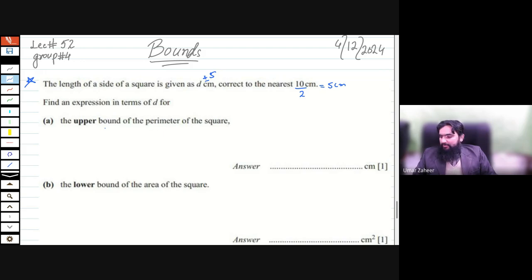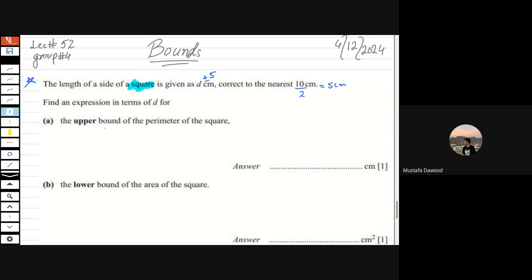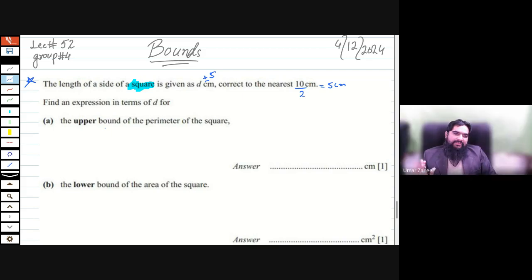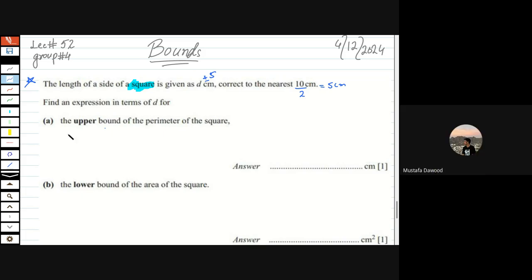Yes, Mustafa. What will be the upper bound of the perimeter? First of all, you have to tell me what is a square. Sir, a square has all four sides equal. First of all, tell me what is the formula for the perimeter of a square. Sir, length plus width.